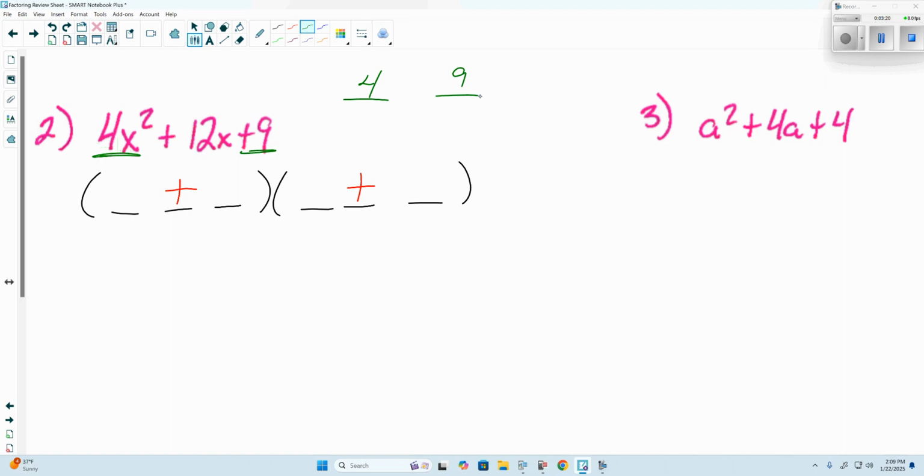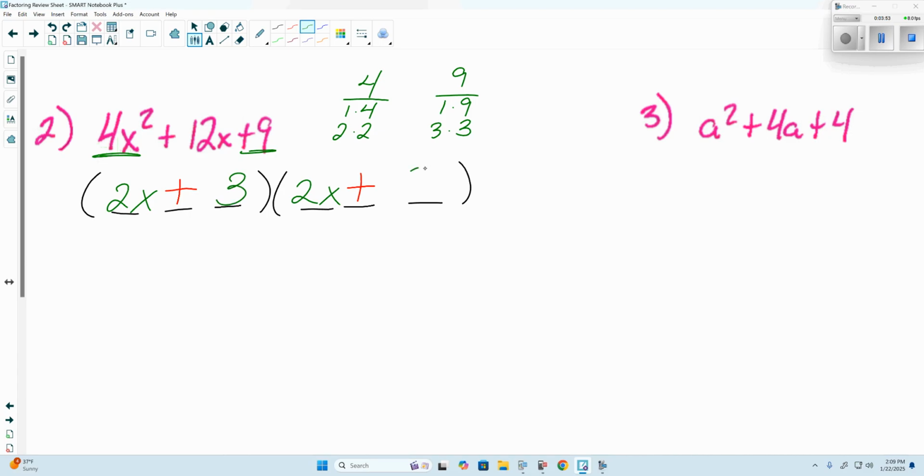Once we get this set up, we'll look at the factors of the first and third term. First term is 4x squared, but the factors of x squared are x and x. Now, factors of 4 are 1 and 4 or 2 and 2. Which set of factors do we want to use first? 2 and 2. Factors of 9 are 1 and 9 or 3 and 3. Which set of these factors do we want to use first? Try 3 and 3.